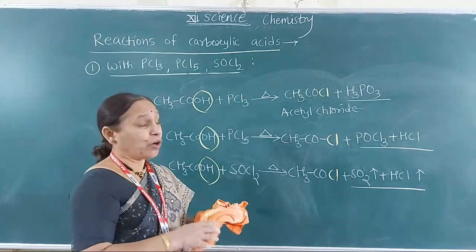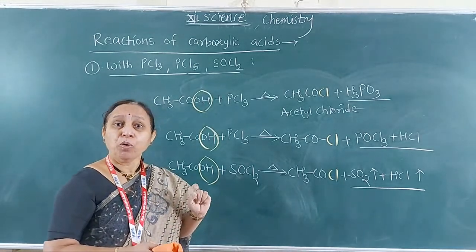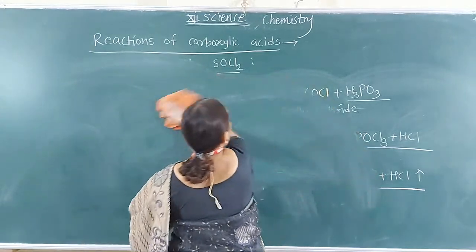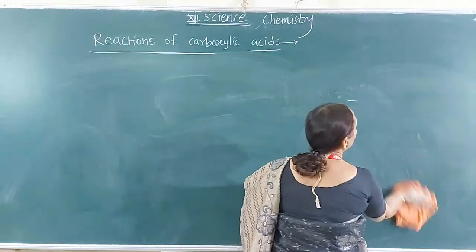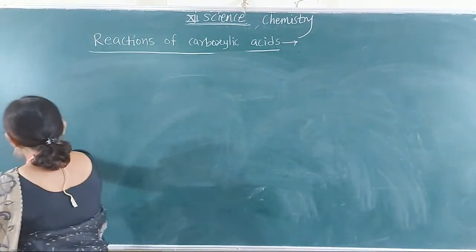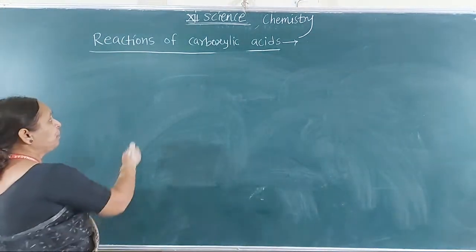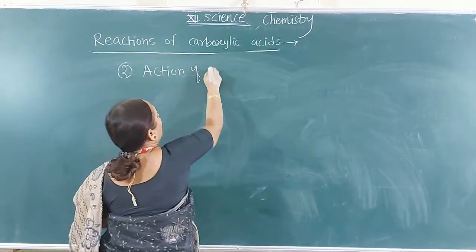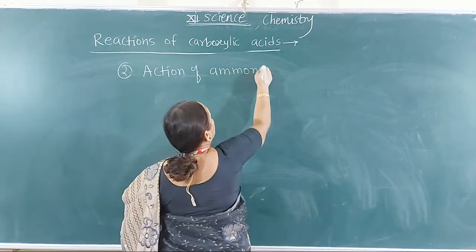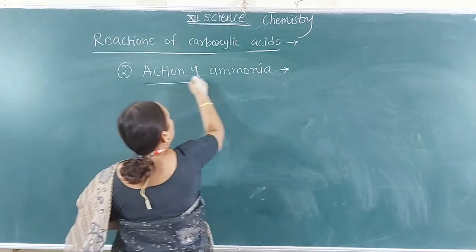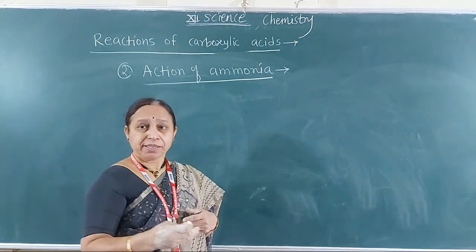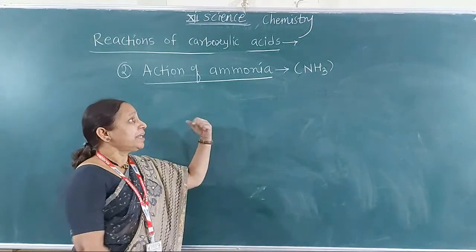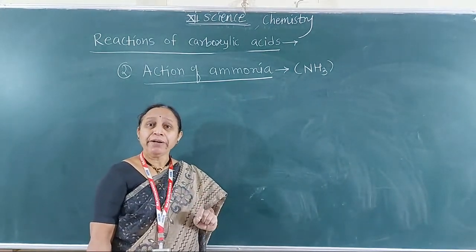Next reaction, which is very important, is the action of ammonia on carboxylic acid. This is the second reaction of monocarboxylic acid, or we can write this reaction for dicarboxylic acid also. Second, action of ammonia molecule. The molecule of ammonia is NH3. This reaction is also known as the amide formation reaction.